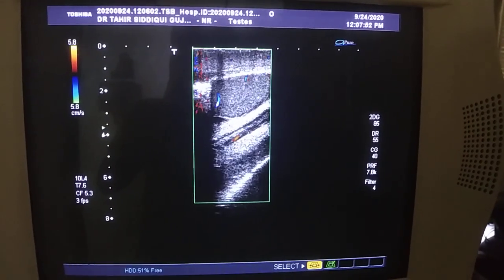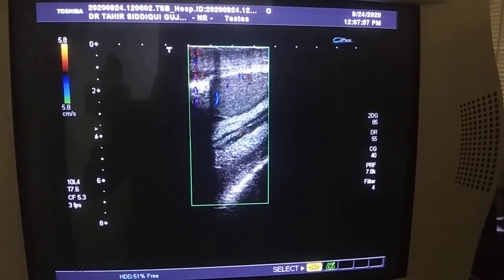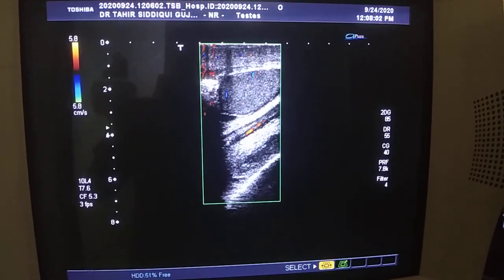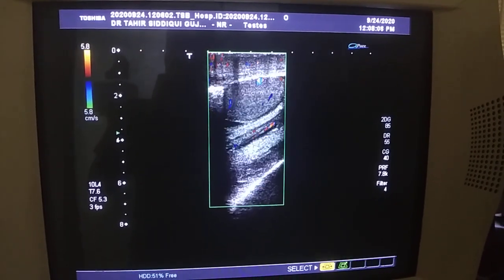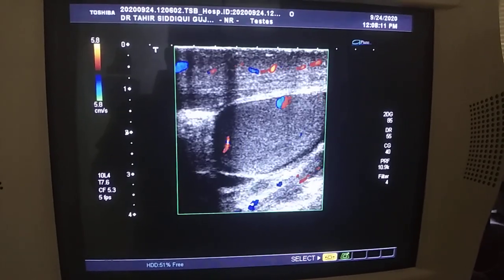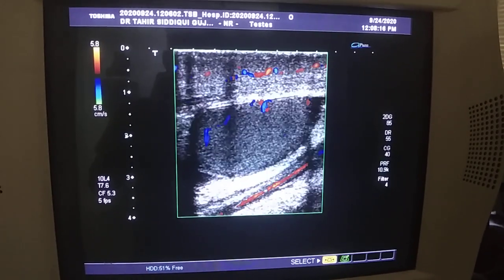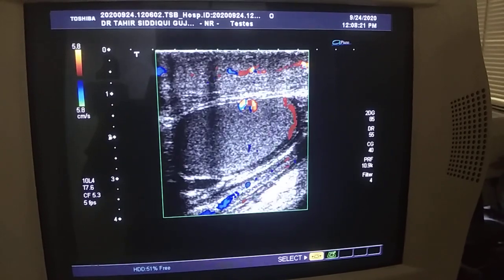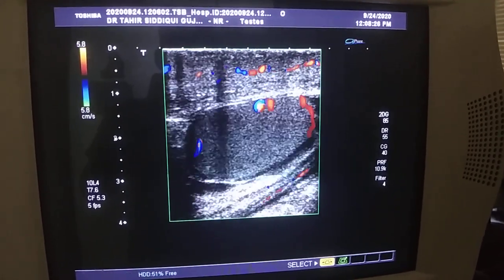Ultrasound of a 65-year-old male with a history of swelling of the scrotum. The skin gives the appearance of elephantiasis. Now this is the right testis. This is the left testis, and you see the blood supply is normal.